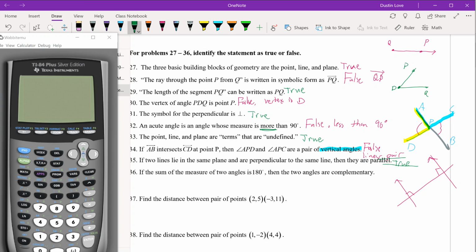Okay, 36. If the sum of the measures of two angles is 180 degrees, then the two angles are complementary. Now that one is just going to be flat out false because we are looking for supplementary when we're talking about the sum of two angles equals 180 degrees.